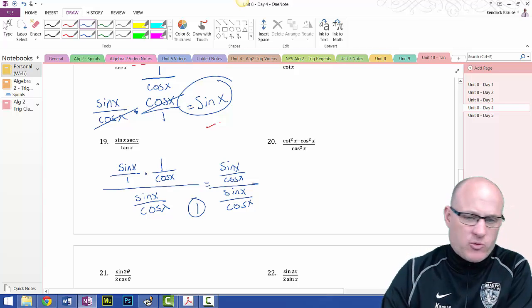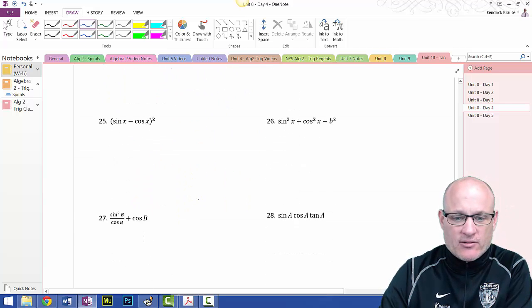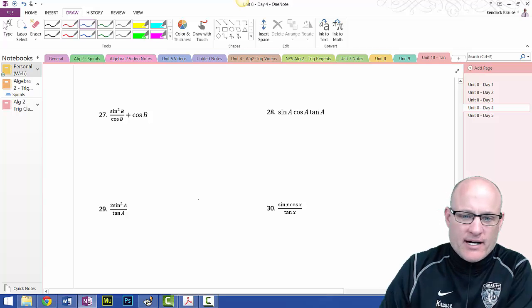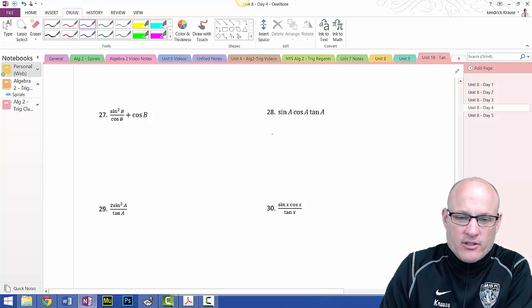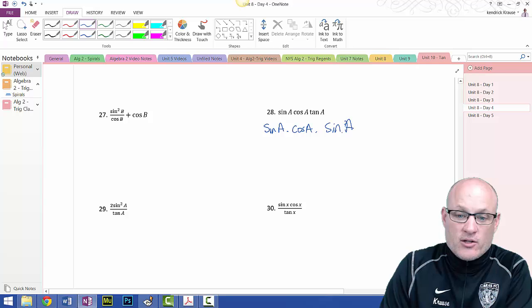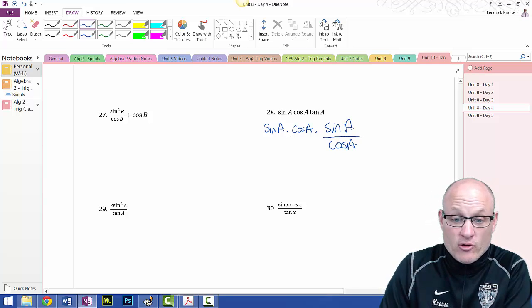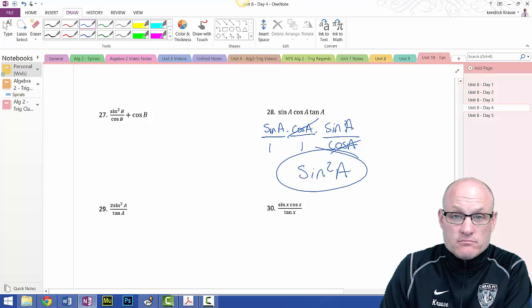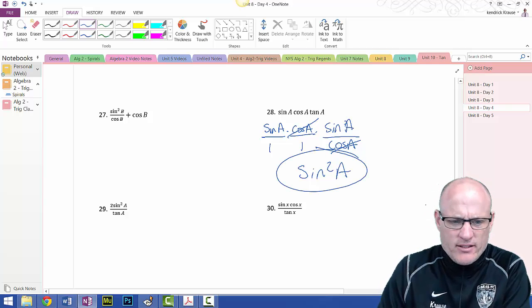The next one I wanted to do was 28. Oh my gosh, crazy. I don't know why I picked this one. So I'm going to make this sine of A times cosine of A times sine of A over cosine of A. Okay, these are all over 1, right? Cosine A's cancel. I'm left with sine squared A. Wow, this isn't bad. You guys can handle this.